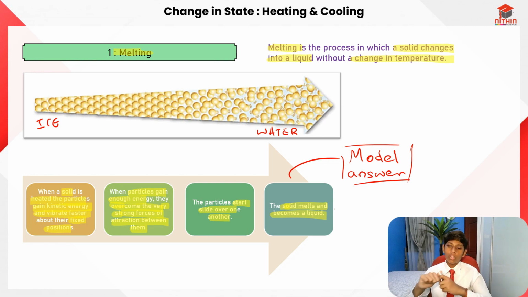So when a solid is heated, the particles gain kinetic energy. What is kinetic energy? You've learned this in primary school. Kinetic energy is basically movement, how fast the object moves. So they gain kinetic energy, meaning they vibrate faster about in their fixed positions. When the particles gain enough energy, they overcome the strong forces of attraction between them, because in solids there are very strong forces of attraction. The particles start to slide over one another, and the solid melts to become a liquid. I hope you understood that. Now let's move on.